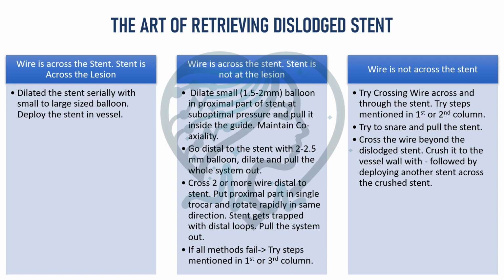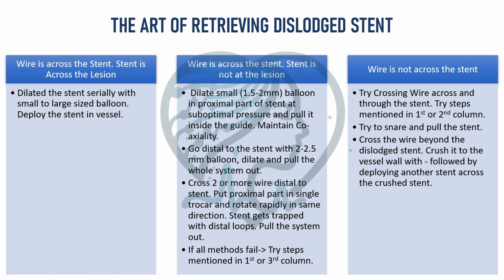Another scenario could be that the wire is not across the stent. One thing is that we can try crossing a wire through the stent and try the steps as mentioned in the first and second column. Second, we can try to snare and pull the stent. And third, we can cross the wire beyond the dislodged stent, crush it to the vessel wall, followed by deploying another stent across the crushed stent.